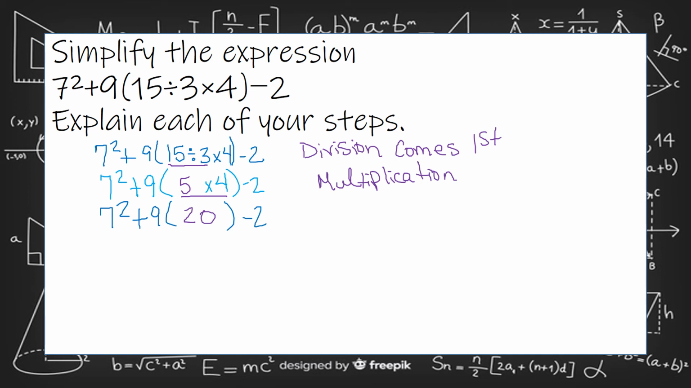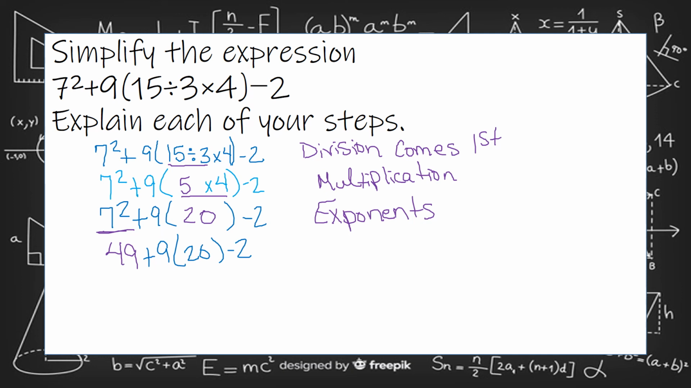So going back to Please Excuse My Dear Aunt Sally, I'm going to do my exponents first. So my exponent is 7 squared. Seven squared is 49. Now I'm just going to write everything else out. It's very important to write down every step because that lets your brain follow those things, and it's easier to find if you ever make a mistake.